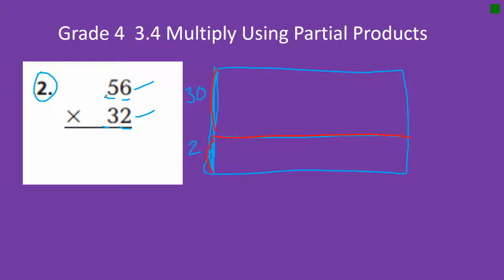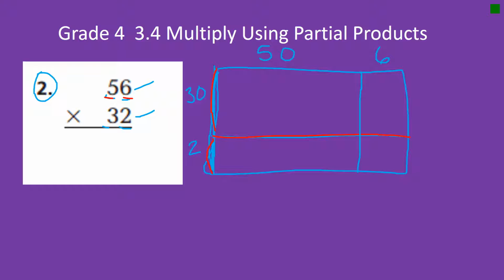Now we have 56. So I'm going to break that apart by place value: 50 and 6, because 50 plus 6 is 56, right? So we haven't changed the value of anything. We just broke it apart. So we are going to multiply each part of 32 by each part of 56.